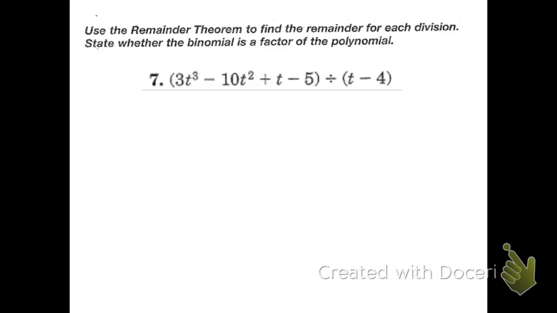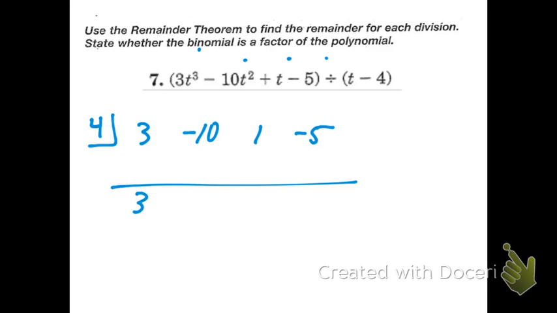Next up, let me change the color here. We're trying to see if t minus 4 is a factor. Now this one's a little bit easier. 4 goes in there. There's no placeholder. It goes 3, 2, 1, 0. So here we go, 3, negative 10, 1, negative 5.